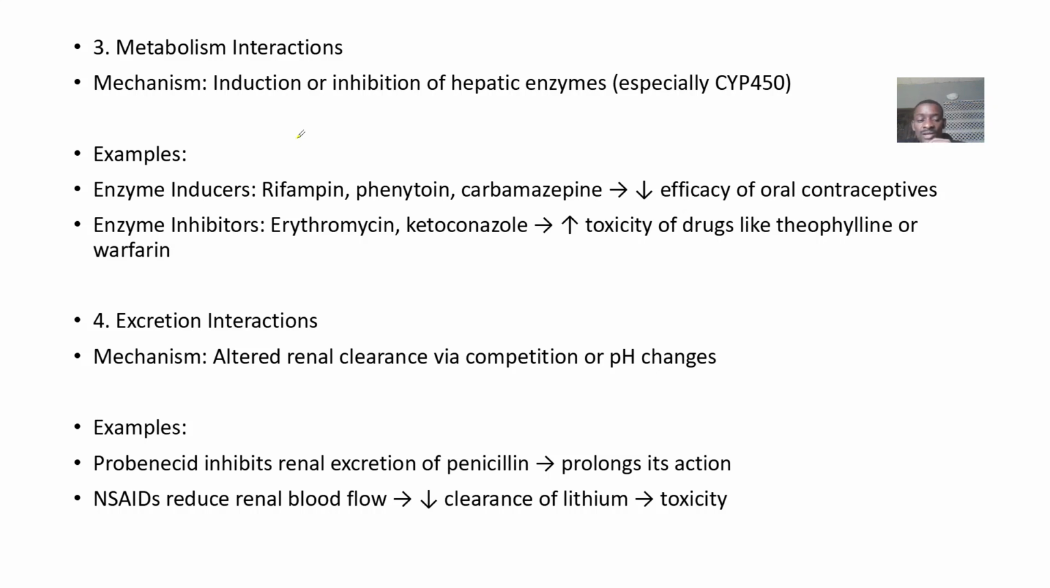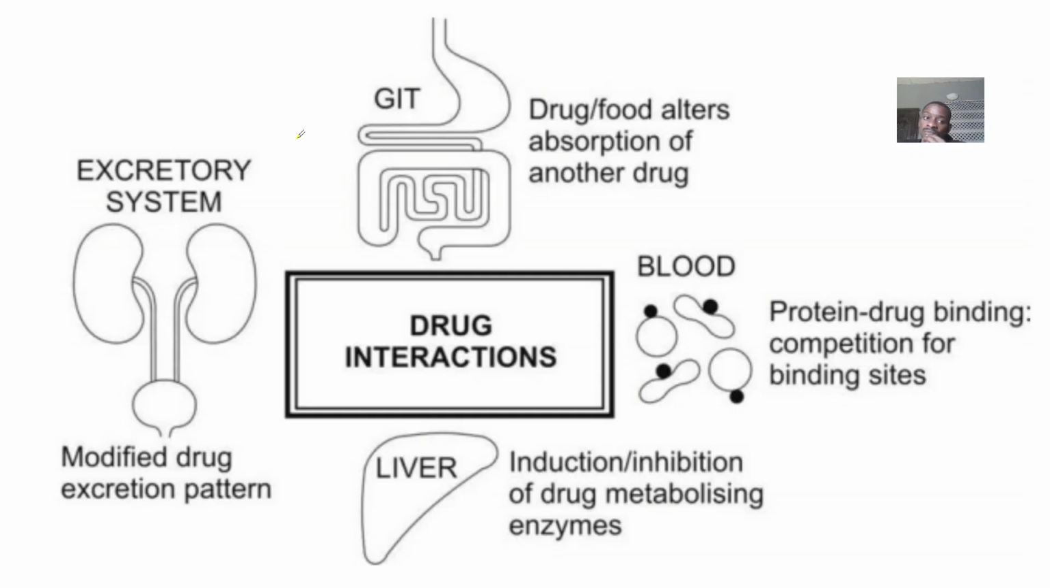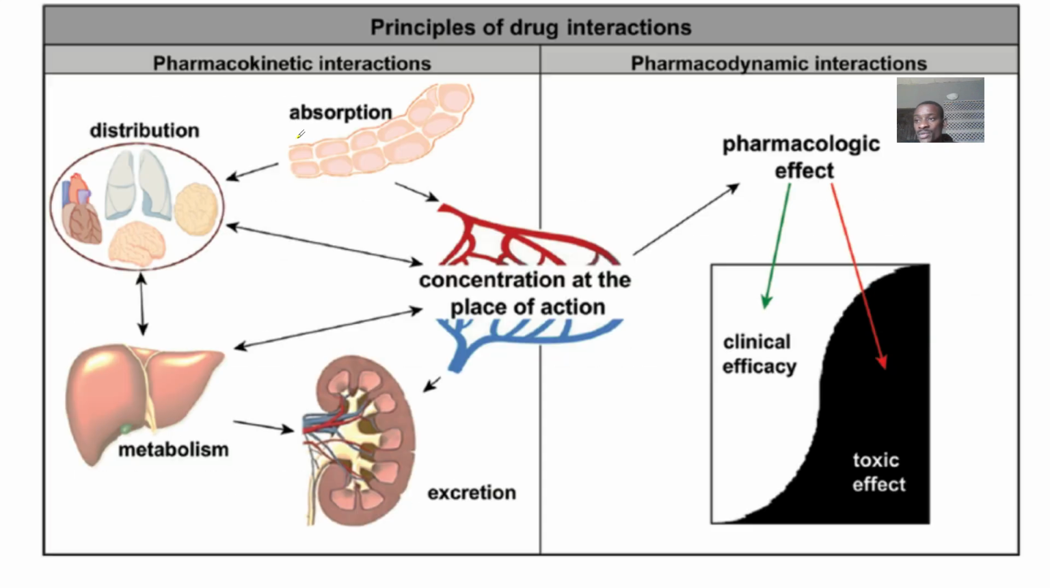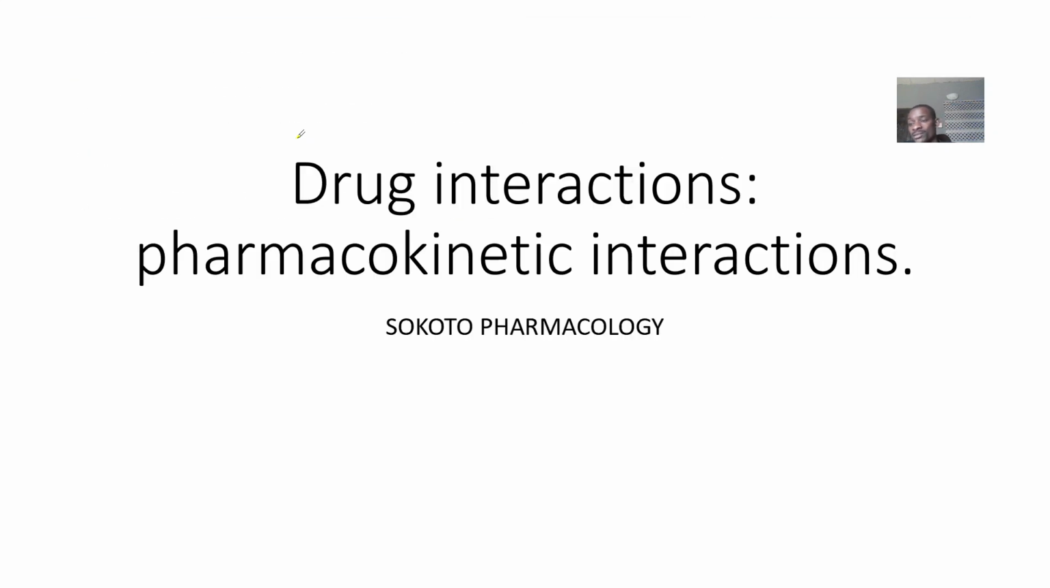Then excretion interaction: you're now trying to see how these drugs will compete at the level of the kidney, okay, to see which one goes out quickly. So a drug could decrease how another drug is being excreted by the kidneys and so on. So probenecid inhibits renal excretion of penicillin, so it will lead to much of the penicillin being backed up in the body. Okay, so that's what we have for the pharmacokinetic aspects of drug interactions.